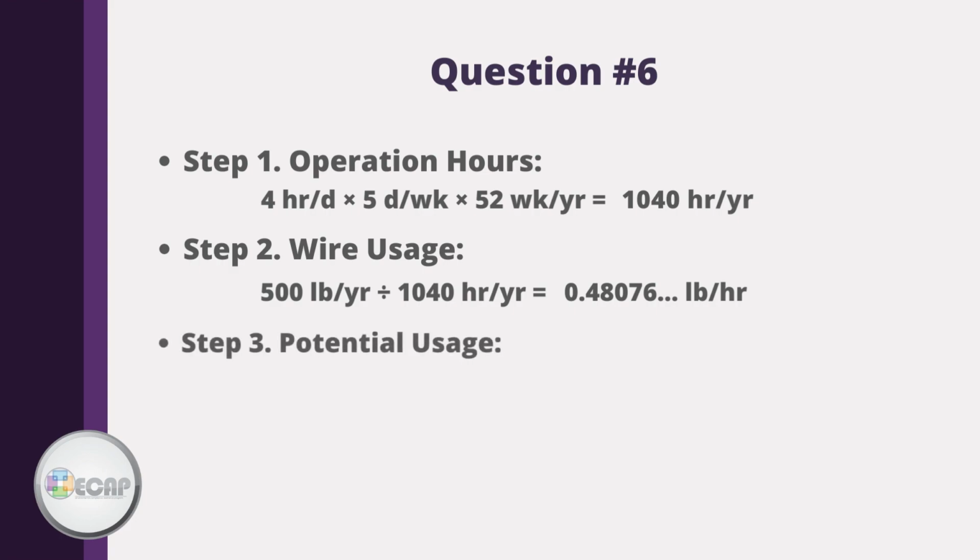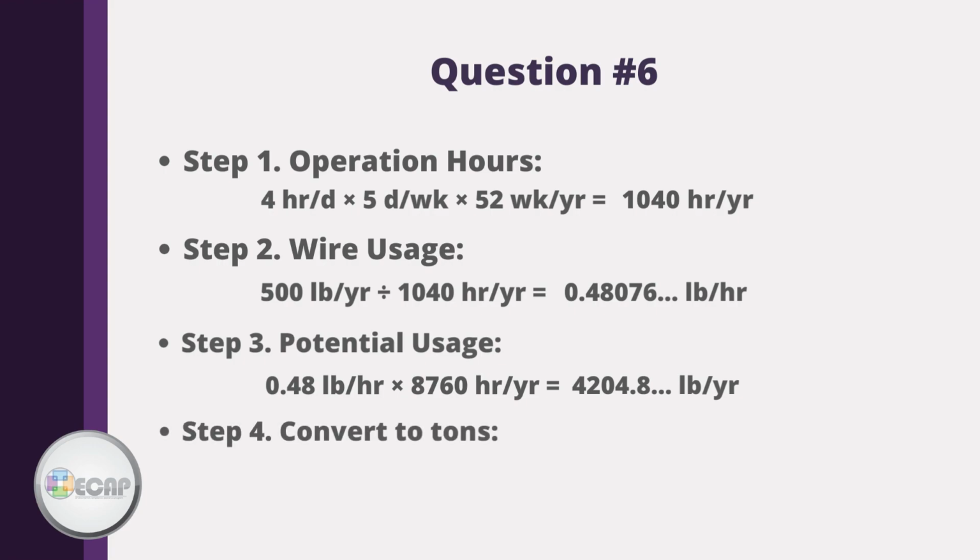Step 3, potential usage. Here we take our actual usage, 0.48076 pounds per hour, and multiply it by the number of hours in a year, which is 8,760. This gives us 4,204.8 pounds per year. Remember, potential emissions assume the process will run non-stop at full capacity.